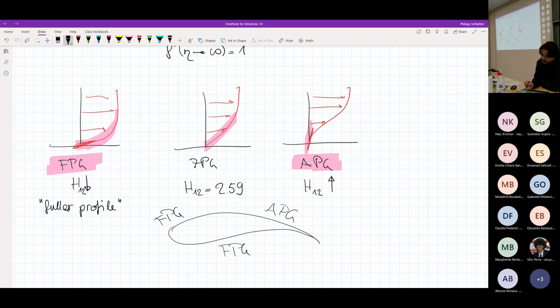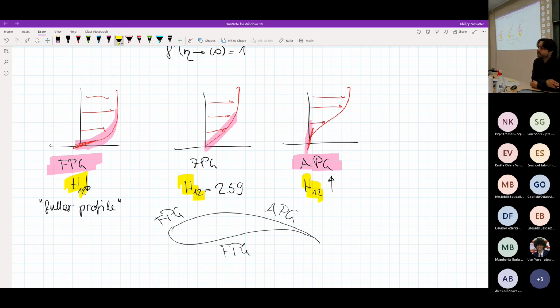And APG flows, as I just said, are prone to separation, meaning that the velocity close to the wall is lower, typically. So it means there's less momentum there, and therefore separation is possible, because separation essentially just means that you don't have enough momentum close to the wall for the flow to overcome the pressure gradient, and therefore the flow goes backward. In the FPG situation, you have more momentum close to the wall, leading, of course, to more friction, as we also discussed. And the last important thing is this shape factor that we have also introduced.